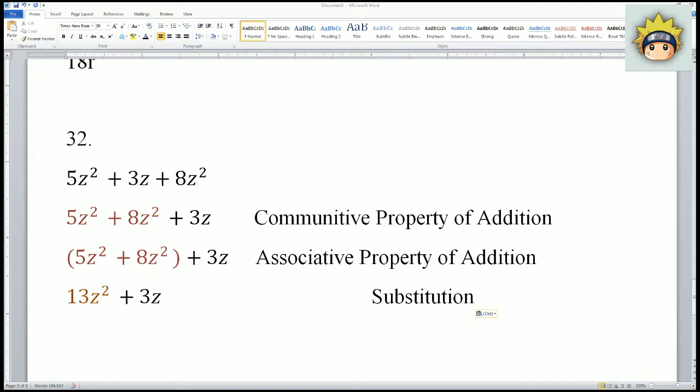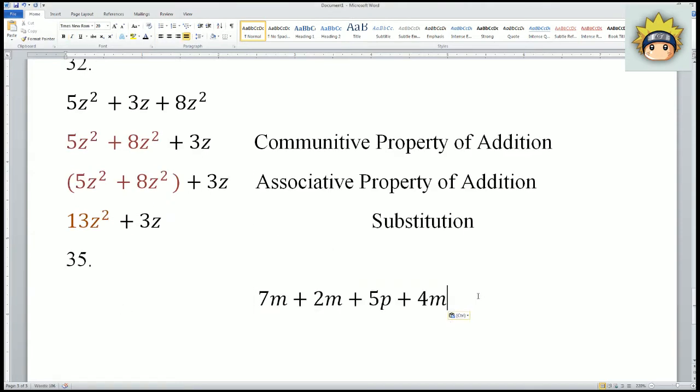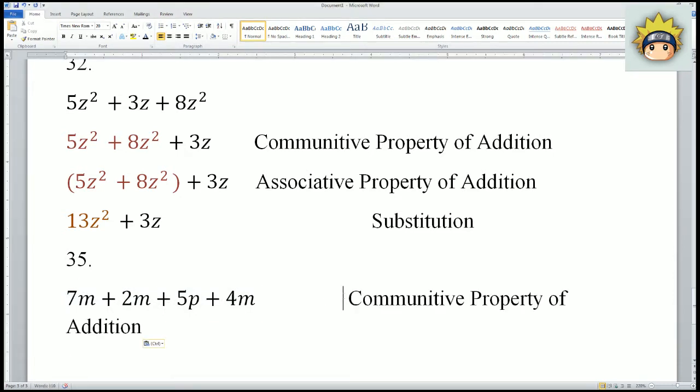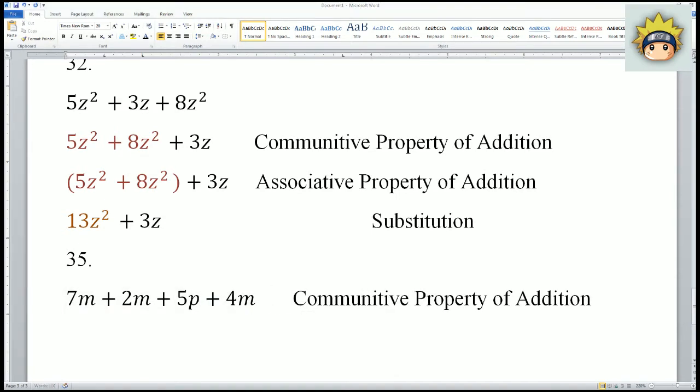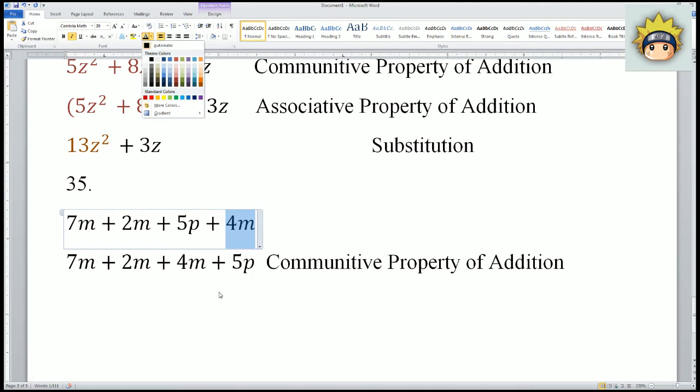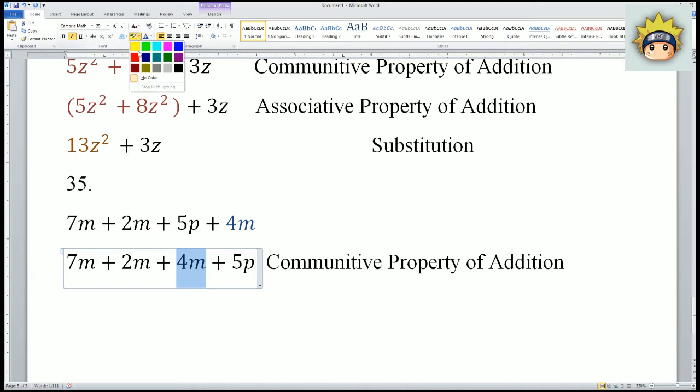35 looks like it behaves the same way. What I'm going to do is apply the commutative property of addition and rearrange it. So let's see. I rearranged it. Do you see how I moved the 4m? The 4m used to be right here, but now I move the 4m right here. When I move the order, I call that the commutative property. The reason I do that is so I can combine these three things.